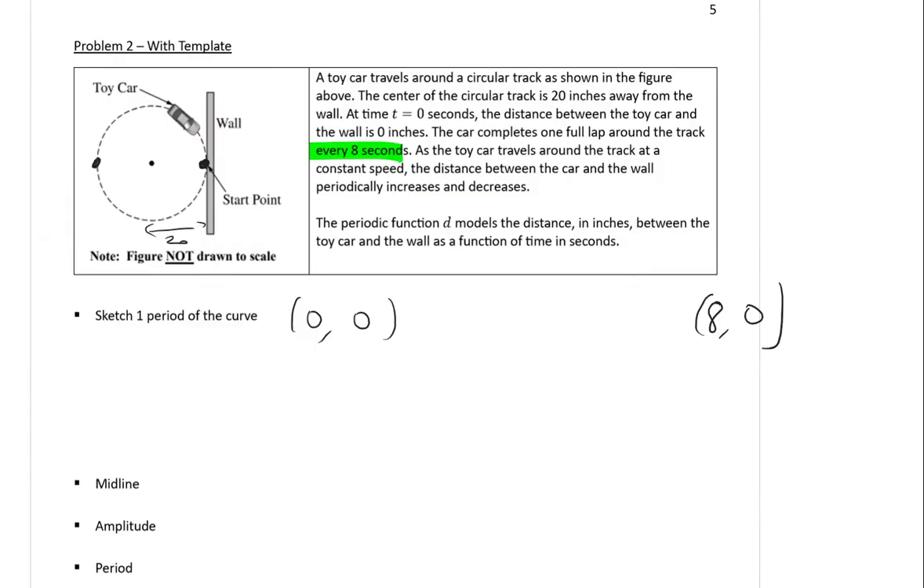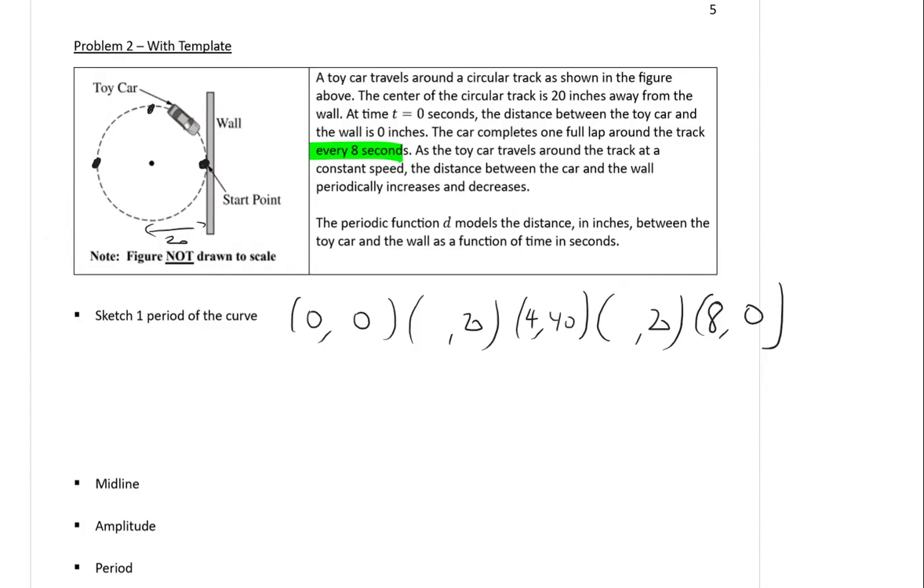And now it's at the furthest point over here in half the time, half the period. So half of 8 is 4, yeah? And what's the distance? Well, the diameter of the circle is 40. There's that point there. And then let's get the two other points, okay?